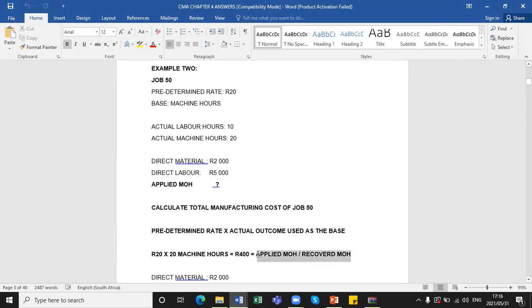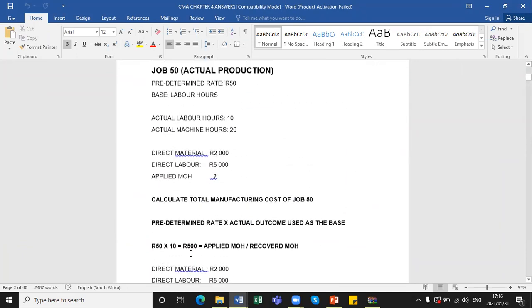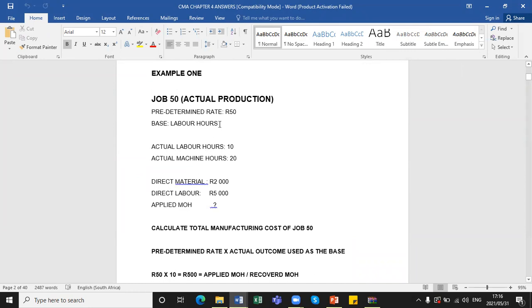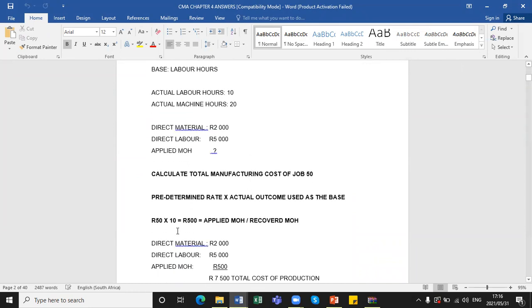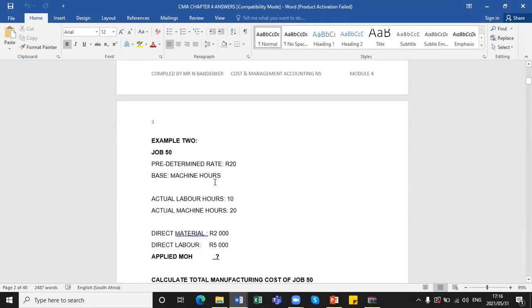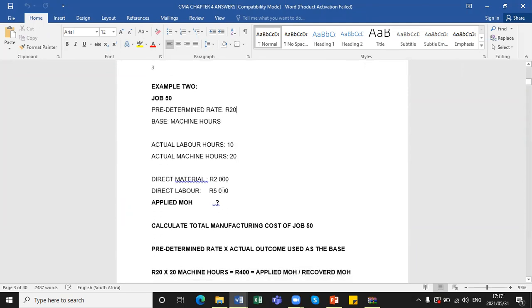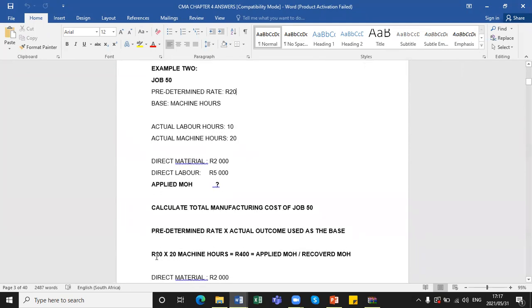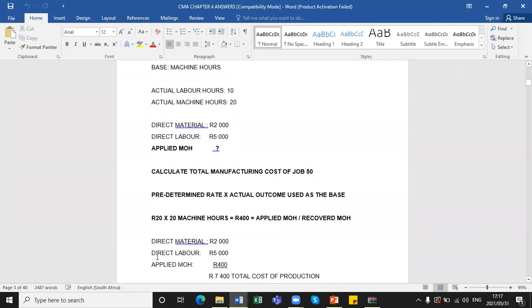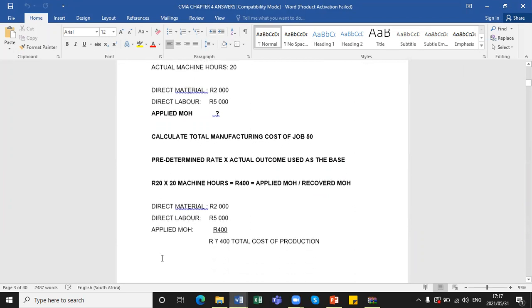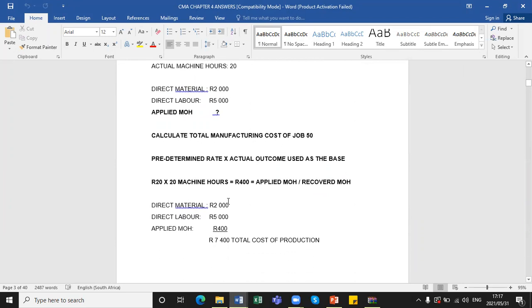There's my applied MOH. Now, what's the difference between number 1 and number 2? In number 1, I use labor hours as my base, and therefore I said 50 Rand times 10 labor hours. Here, I used machine hours as my base, and my predetermined rate was 20 Rand. Therefore, I took 20 Rand, multiplied with my actual machine hours. Now I can calculate my cost of production, because I now have all 3 cost components.